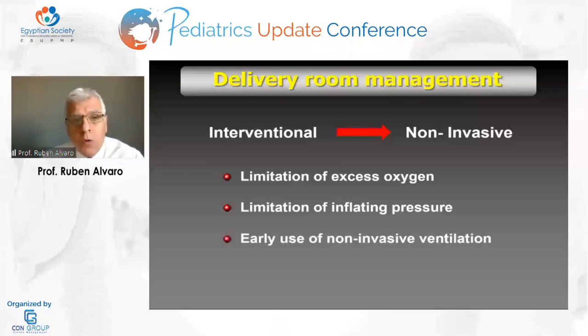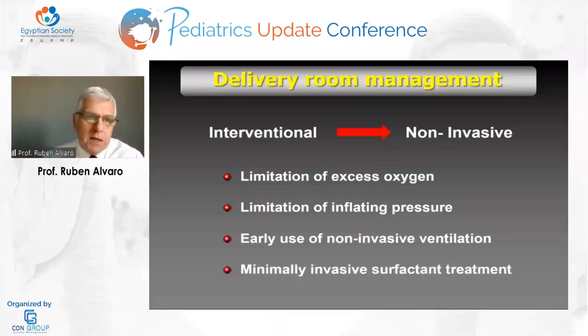Third, always try to use very early non-invasive ventilation. The early introduction of CPAP as soon as the baby is born is crucial to establish an early FRC and lung volume in these infants. And finally, if you think the baby needs surfactant, what we try to do now is prevent intubation to give surfactant and use what we call the minimally invasive surfactant treatment, in which we use a small catheter through the trachea to give the surfactant and avoid giving positive pressure ventilation due to surfactant administration.